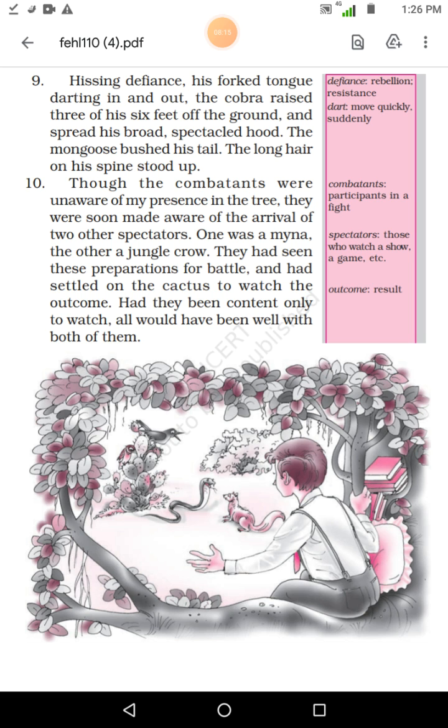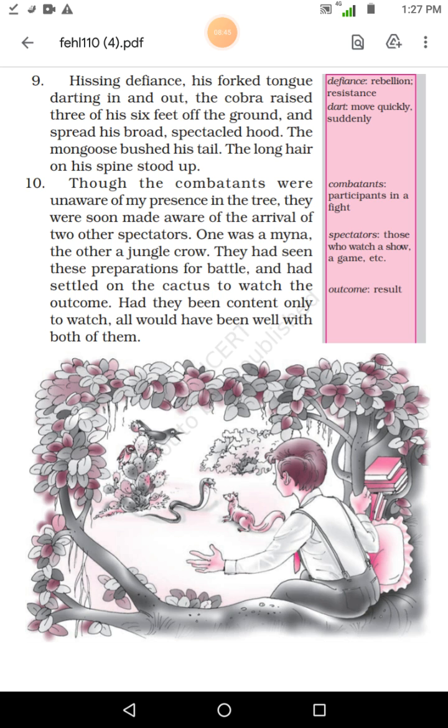They had seen these preparations for the battle and had settled on the cactus tree to watch. They were sitting to watch what will happen in the fight. Had they been content to watch, all would have been well with both of them. Look at this sentence construction. Had they been content only to watch?